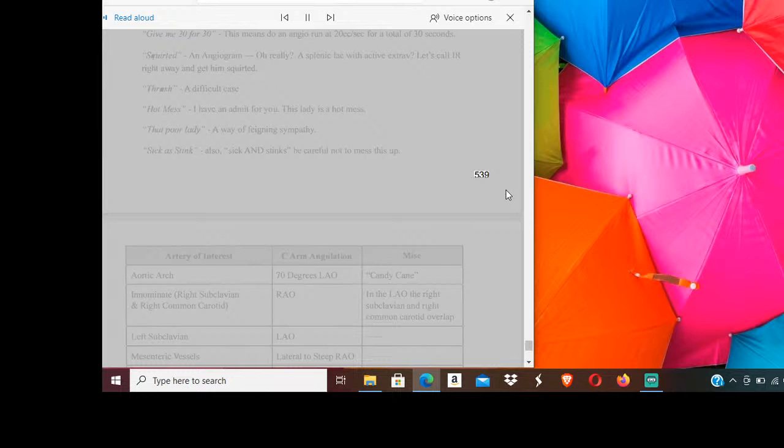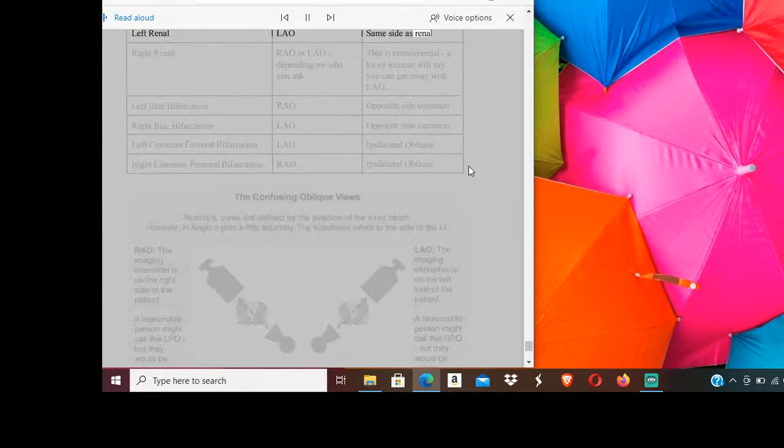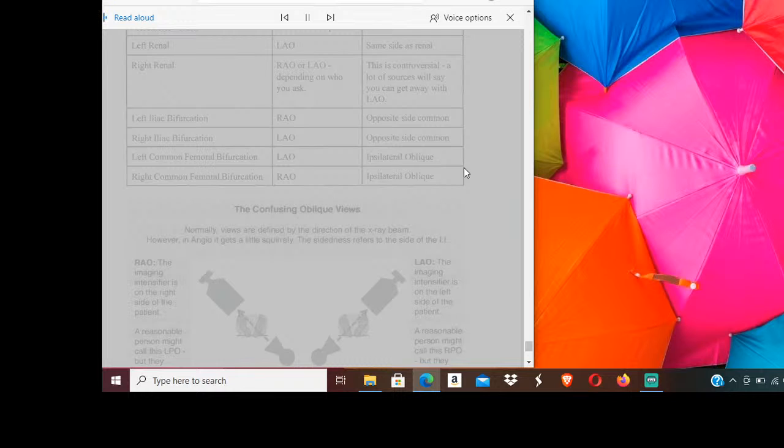539. Artery of interest, C-arm angulation, miscellaneous. Aortic arch, 70 degrees LAO, candy cane. Innominate, right subclavian: RAO. The right subclavian and right common carotid overlap. Left subclavian: LAO. Mesenteric vessels: lateral to steep RAO. Left renal: LAO, same side as renal. Right renal: RAO or LAO, this is controversial, depending on who you ask, a lot of sources will say you can get away with LAO.